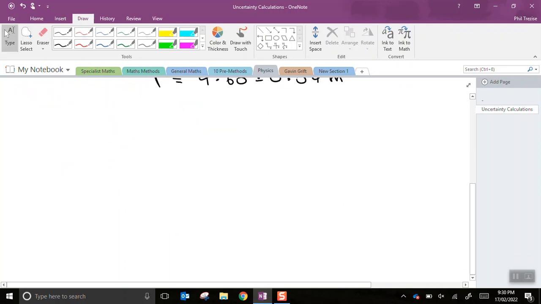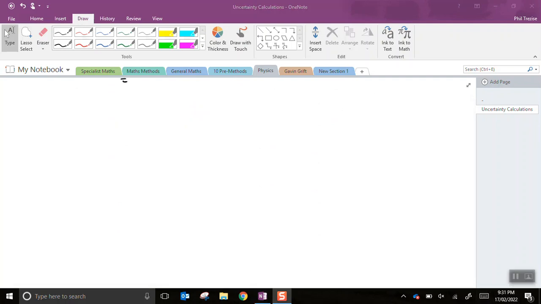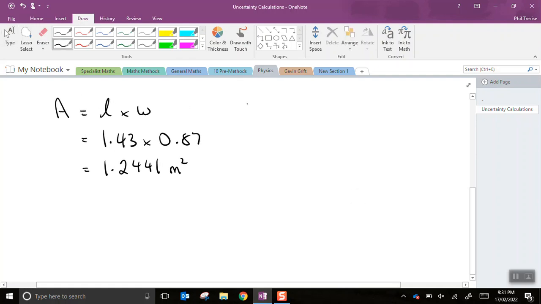Now what if we were to want to know the area of the table? Different calculation. Area of the table is the length multiplied by the width. So I'd need 1.43 multiplied by 0.87 to do the calculation. And I'll just pause while I figure that out. So that is 1.2441 square metres. Now that's not the final thing here. That's too many significant figures. Let's figure out the uncertainty in the area.